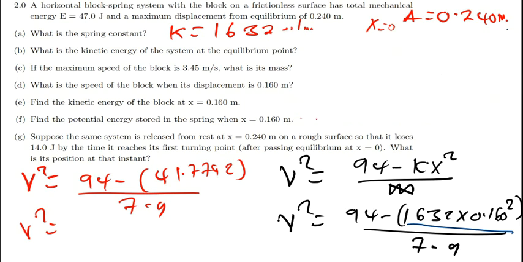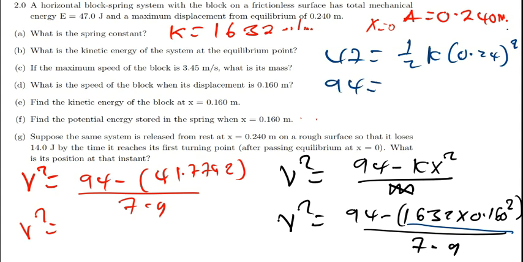Okay, everything is okay. We were finding the k value and we said that 47 is equal to half k. The x was 0.24. Now we square it. If I multiply by 2, it is going to be 94 is equal to 0.24 squared times k. So I divide both sides by that, so it's 94 divided by 0.24 squared. Okay, my k value was correct.